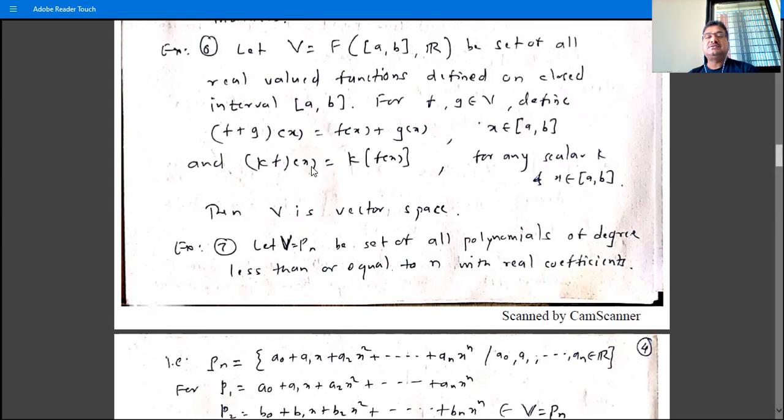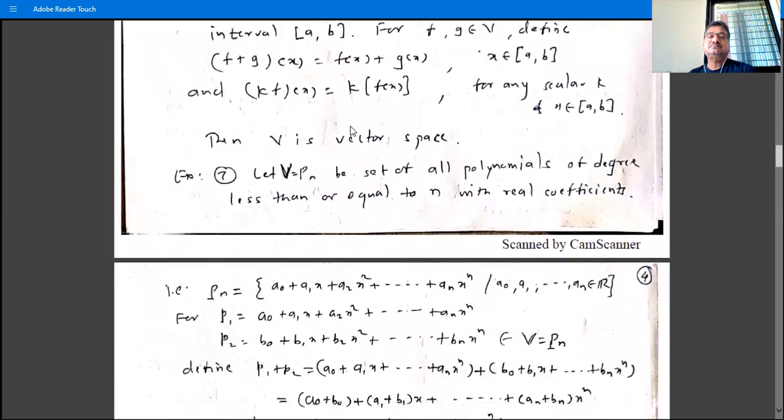Okay, k(f)(x) is equal to k f(x). So under these two operations, this V, the set of functions, is a vector space. We can also prove this, given as an example, by verifying the 10 properties.